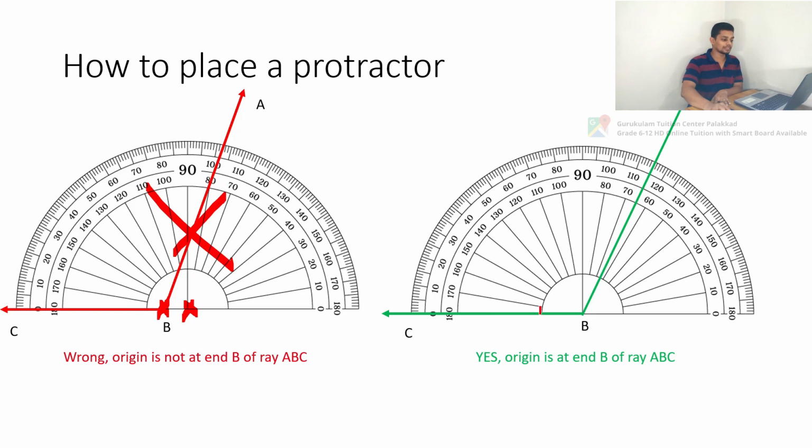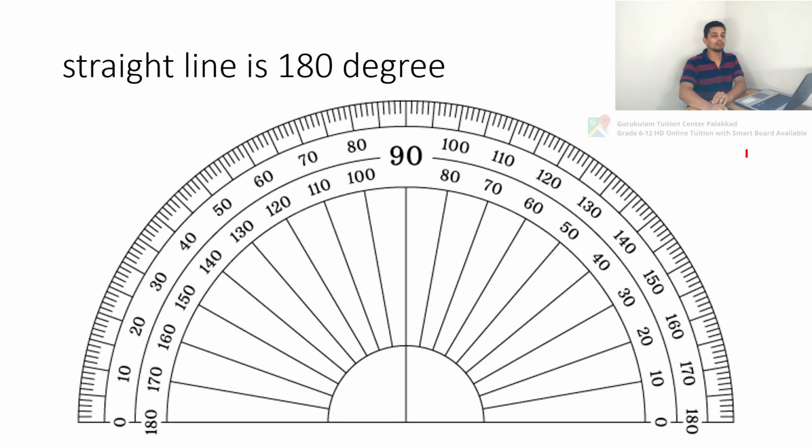When we check this figure, the origin and one end of the ray are overlapping on the same point, so this is a correct method. One more important thing is that a straight line is always 180 degrees. This is a hint for solving many problems. So a straight line always has 180 degrees, or 180 degrees is always a straight line.